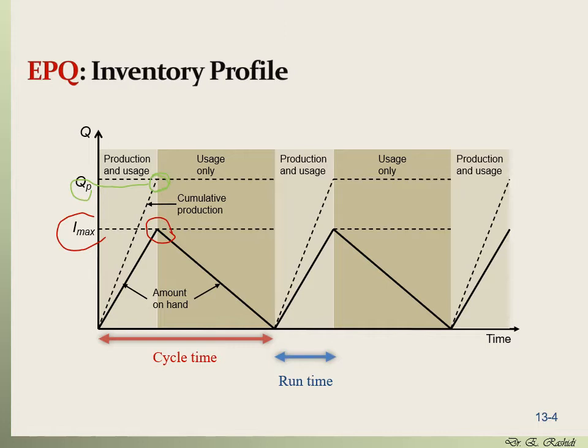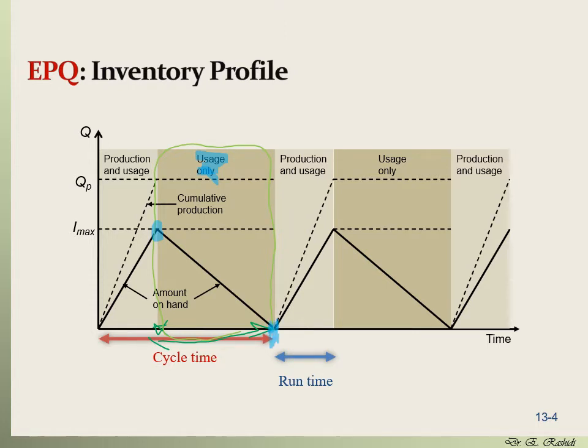But because there is actually constant usage, it wouldn't reach the QP level. But you produce many QP products. At this point in time, you stop production. And from here to here, which is shown by a darker color, this area, this is usage only, as you see here. So when you reach the maximum of inventory, Imax, you stop the production, but the usage is going to continue on a daily basis until you reach this point right here.